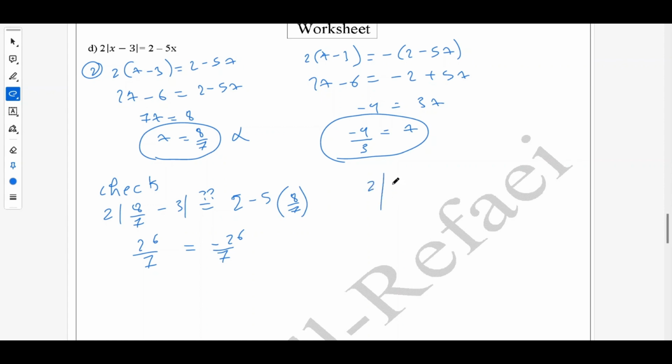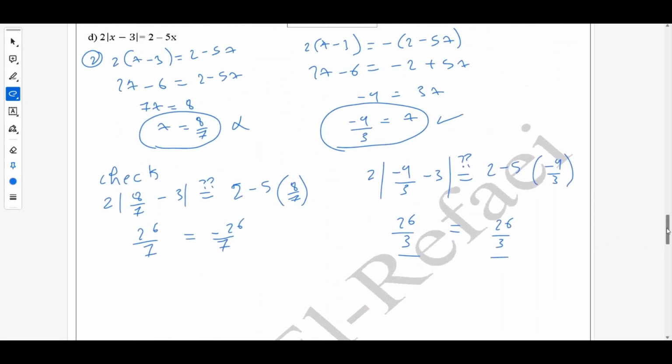Check the other solution. 2 modulus of negative 4 over 3 minus 3. Does it equal 2 minus 5 by negative 4 over 3? Use the calculator. 26 over 3. Does it equal the right side? 26 over 3. The left side is equal to the right side, so the correct solution is x equals negative 4 over 3. Always check. It tells you whether both solutions are acceptable or only one of them.